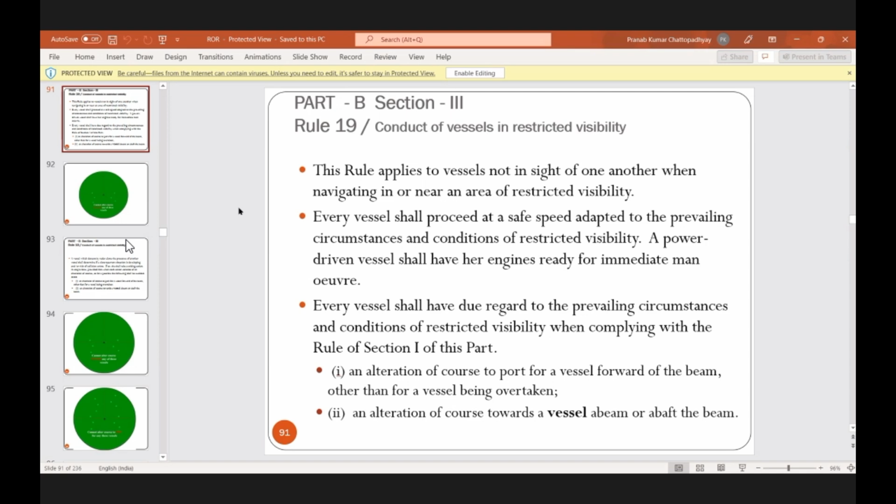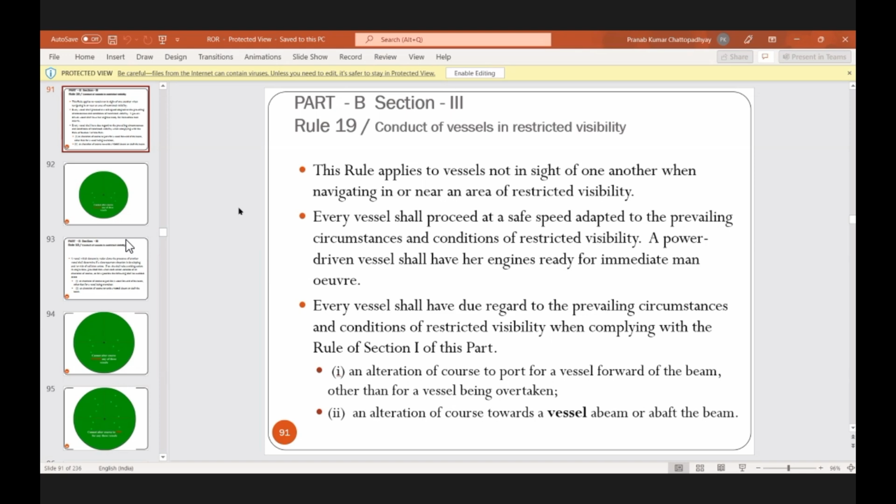This rule applies to vessels not in sight of one another. We have seen those rules which apply when the vessels are in sight of one another under section 2 of this part. But now if this says this rule applies to vessels not in sight of one another, will it apply in section 1, in any condition of visibility? No, sir. So it will not apply in the case of vessels in sight of one another. So this rule applies to vessels not in sight of one another. That means obviously visibility is the question here.